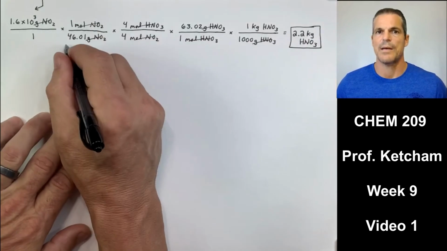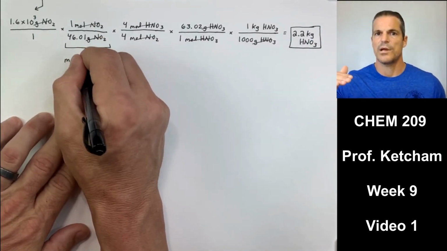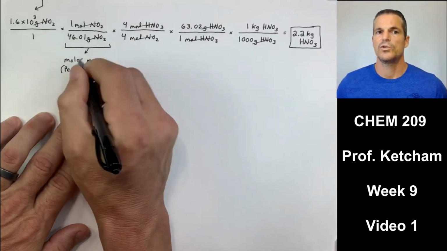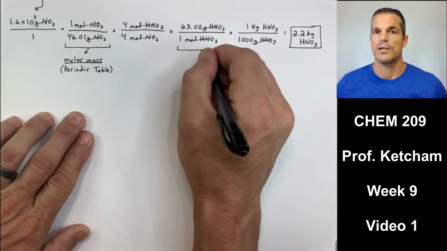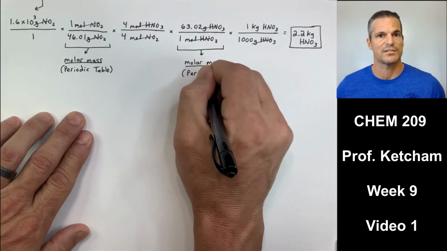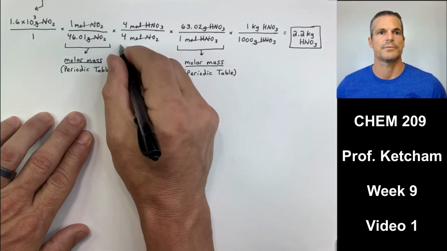I have one last step, and that's for every 1,000 grams of HNO3, there is 1 kilogram of HNO3. My answer, 2.2 kilograms HNO3. You might have gotten a lot of digits on your calculator, but I started with 2 sig figs. The answer is 2.2 kilograms.